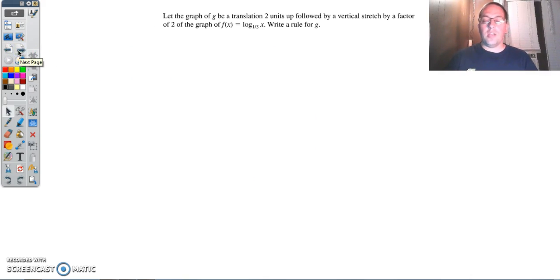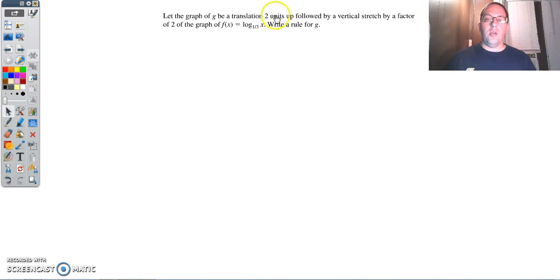Next, we're going to take this the other way around. Now they're going to tell us the transformations, and we have to come up with the equation. Alright. So we have f of x is log base 1/3 of x. We want g of x to be a translation 2 units up, followed by a vertical stretch by a factor of 2. Anytime you have this followed by, you want to do your equation in 2 steps.